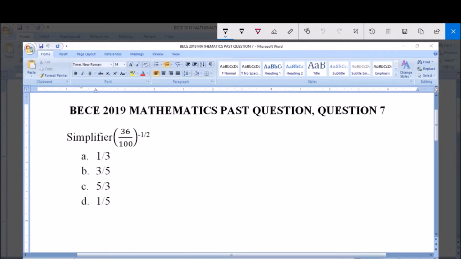problem requires a technical solution. You have to think deep and make your calculation very precise. Now the options say: A, 1/3; B, 3/5; C, 5/3; and D, 1/5. Now let's go. It says (36/100) in brackets raised to the power of minus 1/2.